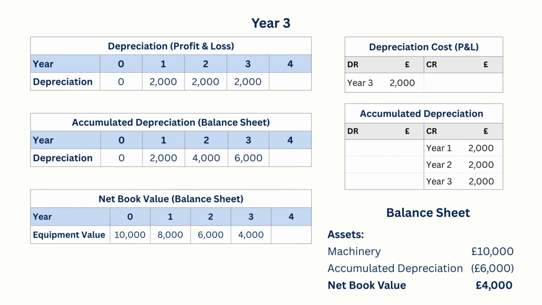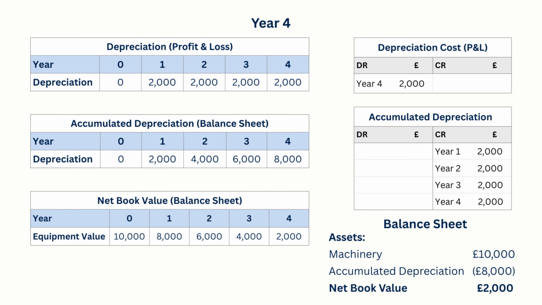End of year 3. We charge another £2,000 depreciation. Accumulated depreciation is £6,000. Net book value is £4,000. End of year 4 is the final year. We charge the last £2,000 depreciation. Accumulated depreciation is £8,000. Net book value is £2,000. £2,000 equals the residual value. We don't depreciate below residual value. Residual value is what the business expects to sell for.